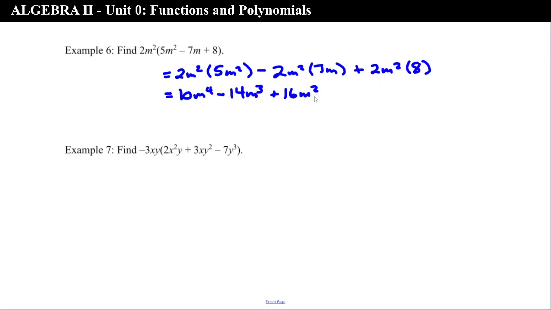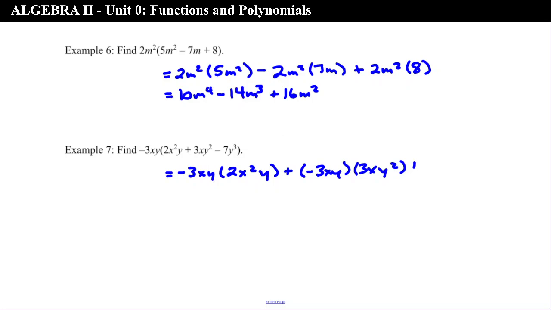So these problems are fairly quick and easy. Let's do this last example to finish off this little section. So we've got negative 3xy times the first term, 2x squared y. We're adding negative 3xy times the second term, which is 3xy squared.